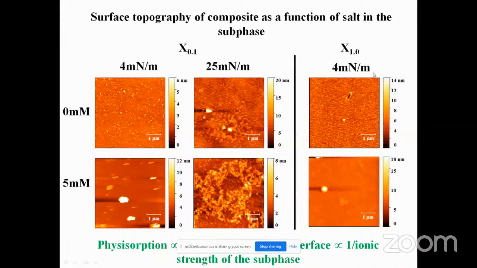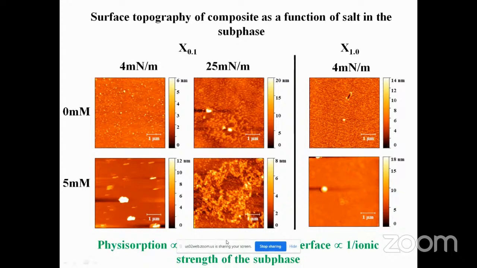What we see is that with an increase in surface concentration of cationic lipid, the absorption of laponite increases, whereas when we inject a salt at 5 millimolar subphase concentration, the physisorption is stopped, meaning it gets hindered because of this subphase ion.